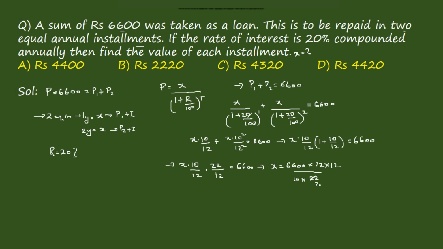Dividing by 2 on both sides, it goes to 600. The 0 gets cancelled, and again it goes to 30. As you know, 12 into 12 is 144, into 30, which is equal to, just multiply it, 4320. This is the x value. So the value of each installment is option C.